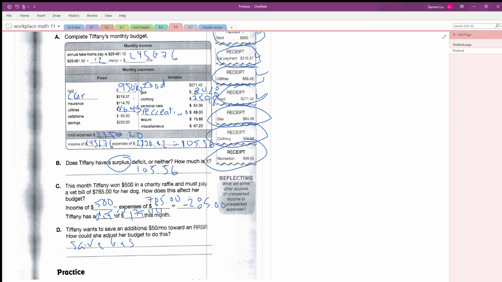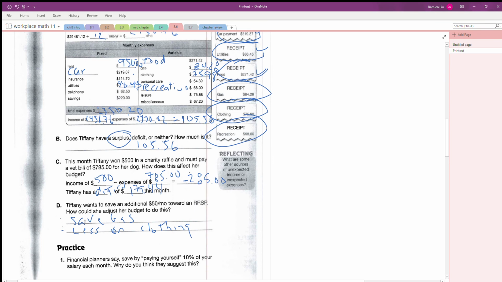She could spend less on clothing. All right. Personal care is important. I think you've got to kind of take care of yourself, and recreation, the same thing. Leisure, you've got to also go out and enjoy yourself. But if it was very important for her, then maybe she would have to look at cheaper ways to find leisure, for example, or recreation.